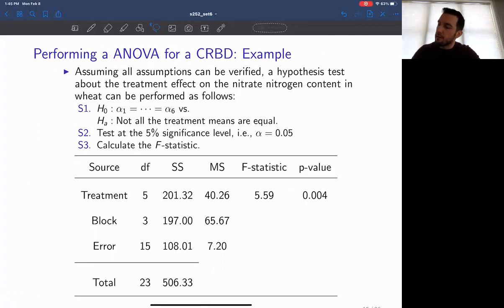Our null hypothesis is going to be alpha 1 is equal to alpha 2 is equal to alpha 3 is equal to alpha 4 is equal to alpha 5 is equal to alpha 6.